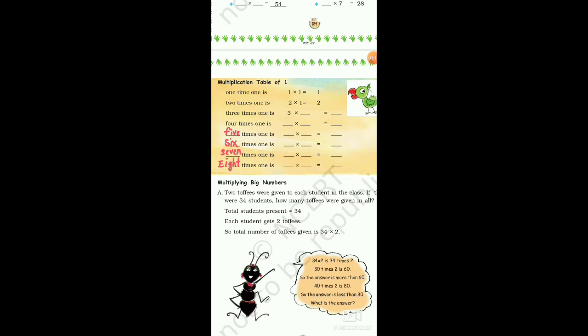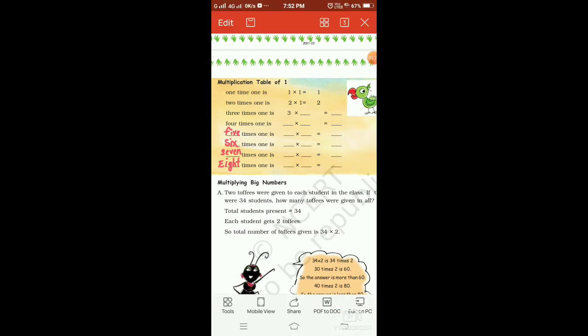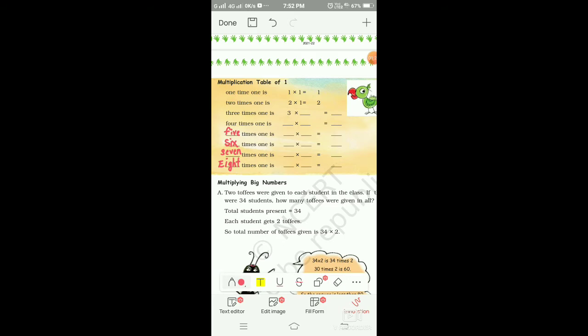You have to write in numbers also. I am going to write here. You also have to write in your textbook. So be ready with your pencil. Okay students. So here 3 1 is 3. Now next is 4 1 is 4. 5 1 is 5. 6 1 is 6. 7 1 is 7. 8 1 is 8, and as well 9 1 is 9, and 10 1 is 10. In this way you have to complete this table.